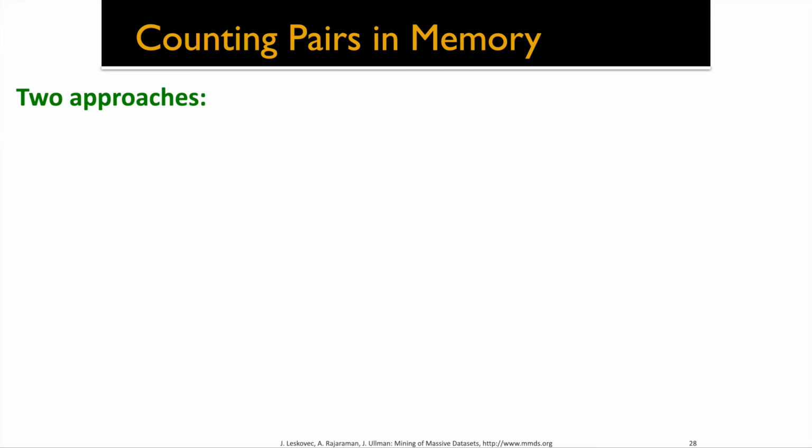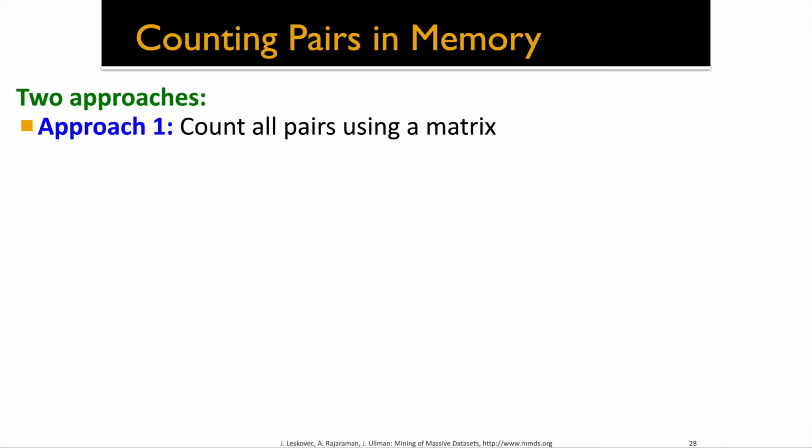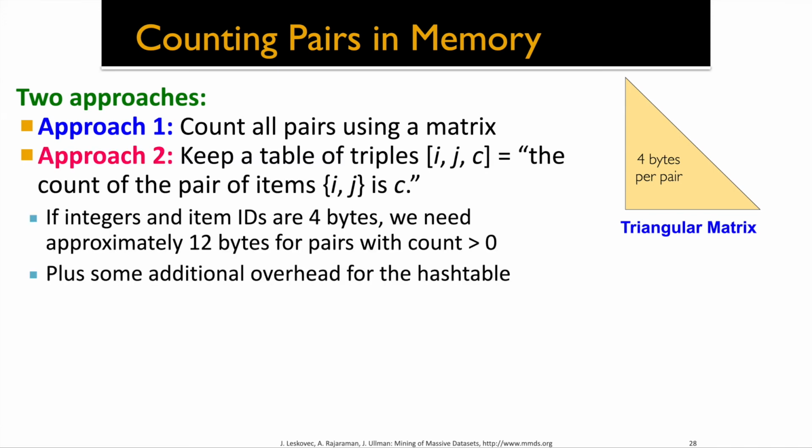So it turns out we can do better than the naive approach, as one might expect. The first method is to count all pairs using the matrix, but we store half the matrix because the ordering of the pairs doesn't matter. If we have item X and item Y, that's the same as having item Y and item X. And then we can compare that to a different approach where rather than keeping the full matrix, or half matrix rather, we keep a table of triples where we look for only the items that we've seen in our set.